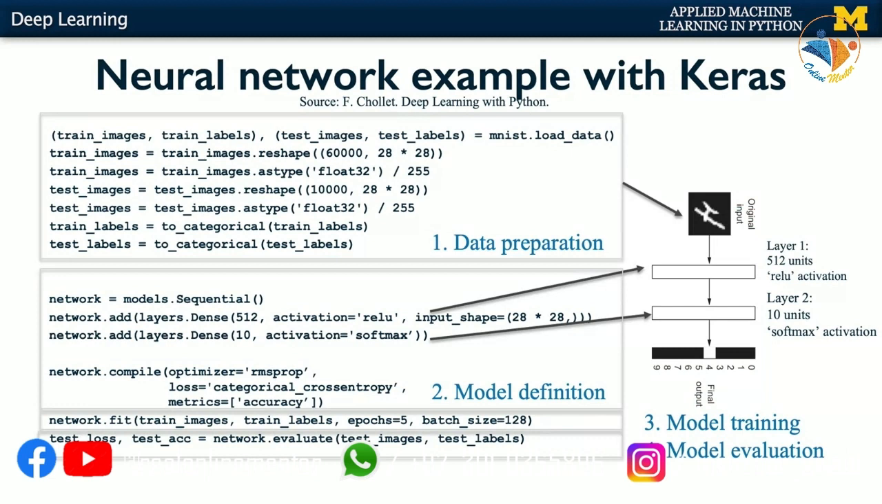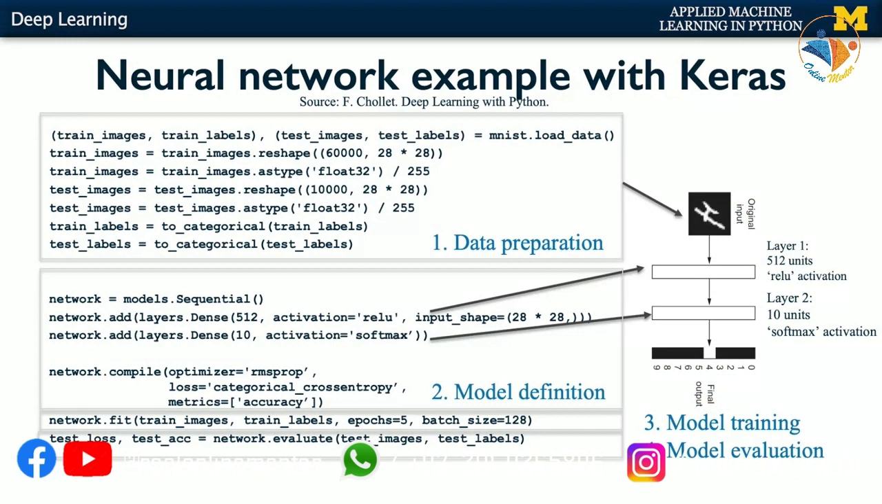So I thought it would be fun to show you a specific example using Keras to define a simple digit recognizer. This example is from François Chollet's book on deep learning with Python. So a Keras script typically has 4 parts.